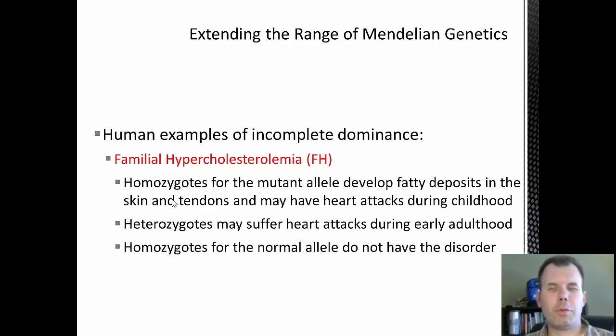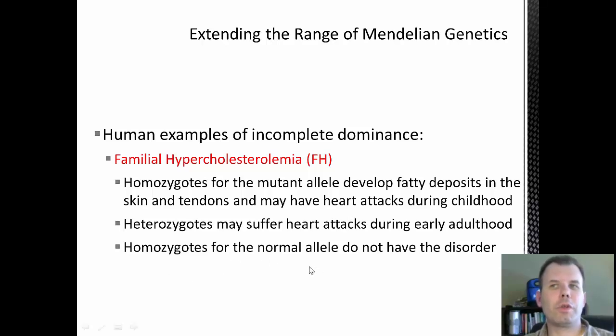Now, we actually do have human traits that do this, and so I just bring this up. We're not going to do a problem with this or anything, but I just want you to be aware there's one called hypercholesterolemia, which is called FH, or familial hypercholesterolemia, where actually homozygotes for the mutant allele develop fatty deposits in the skin and tendons and have heart attacks when they're really young. So the homozygotes that are for this trait, the FH minus, or the recessive traits, are going to have fatty deposits.